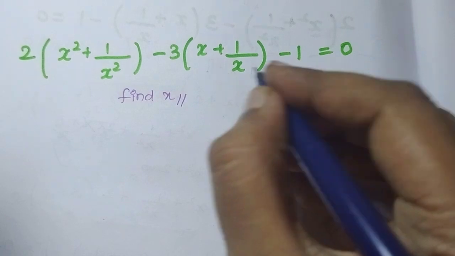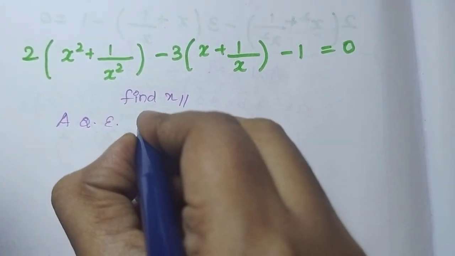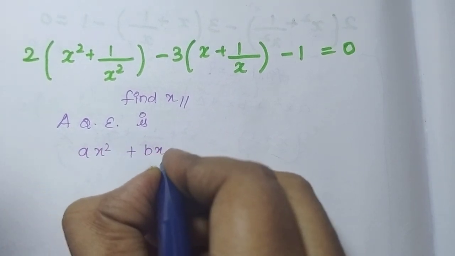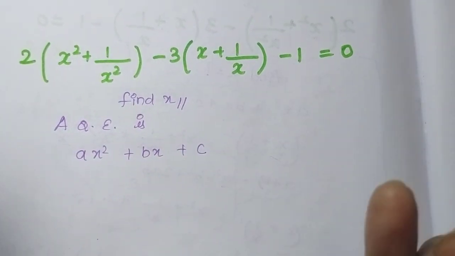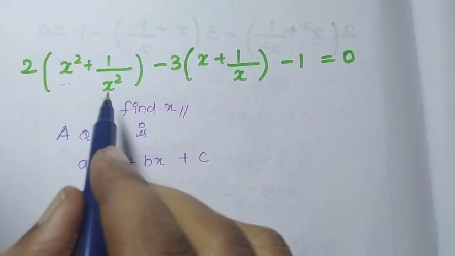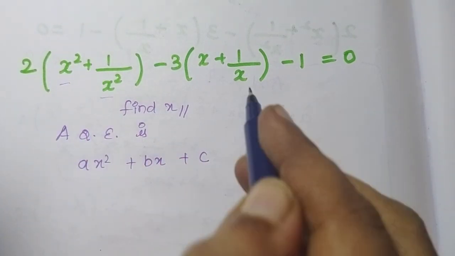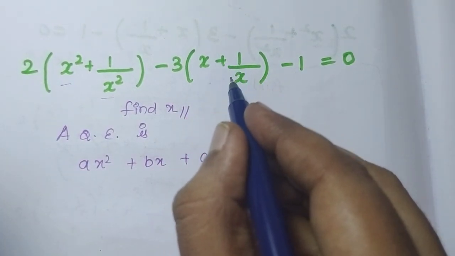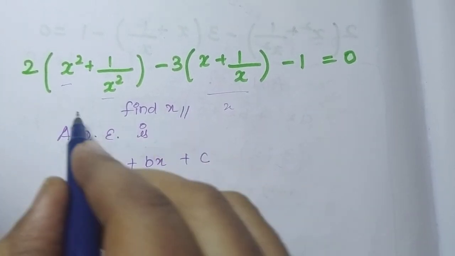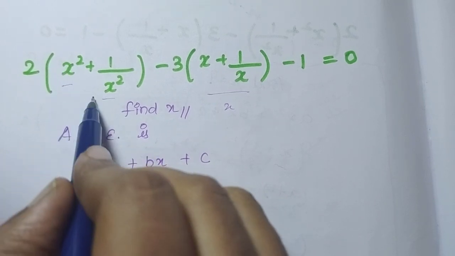Okay. So we know that a quadratic equation is in the form of ax square plus bx plus c. Here, the individual term has x square, so I am going to make them as a whole. Which means here, x plus 1 by x, I am going to consider this as x. So this whole term is in the form of x square, but here this individual term has the x.